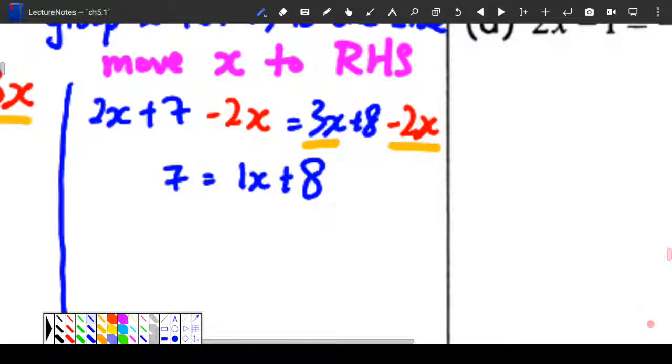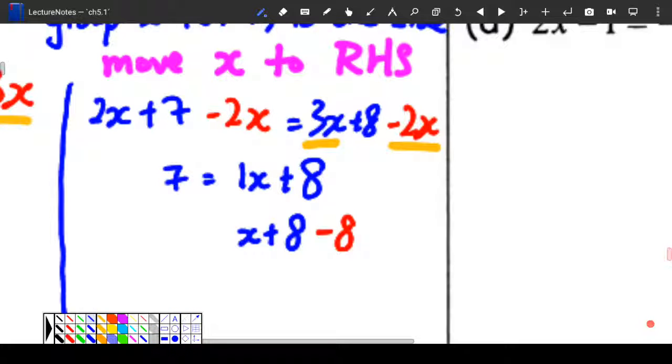Next, I want to find the 1x. I need to do something to some number. Which number must I handle? 8. What must I do so I can get rid of 8? Minus 8. So I minus 8 on one side. And what happens when I minus 8 on one side?